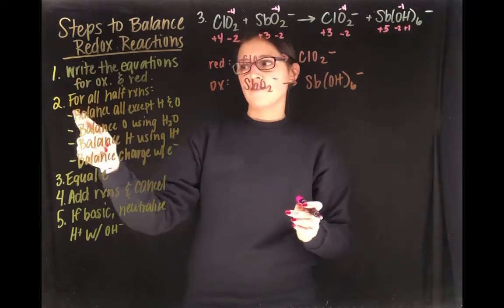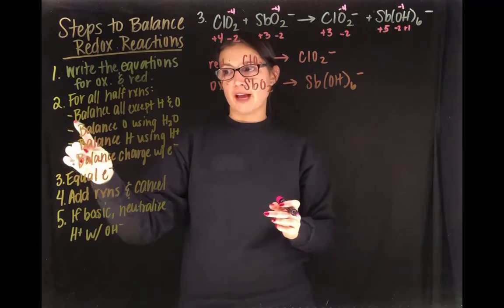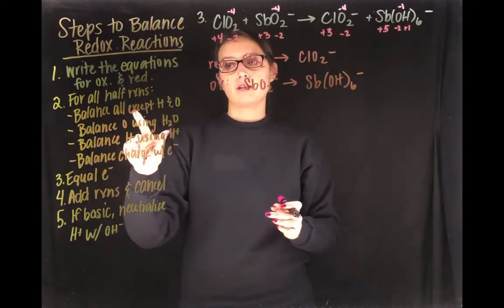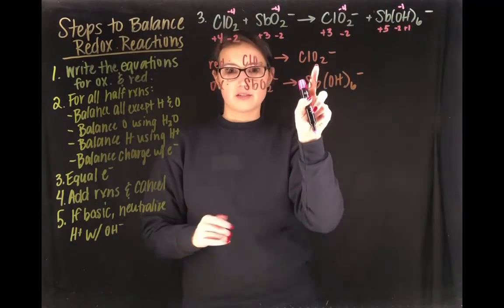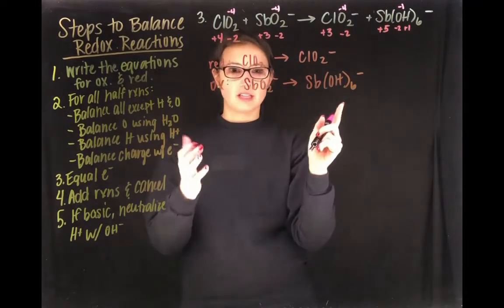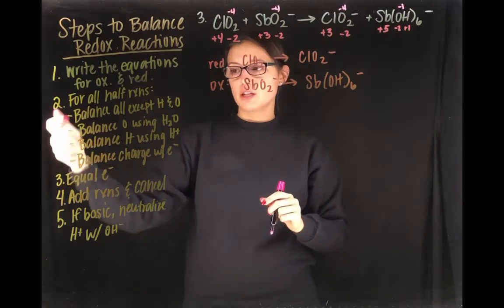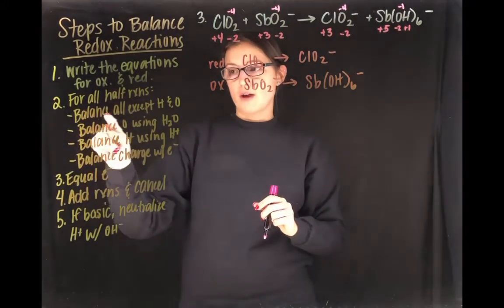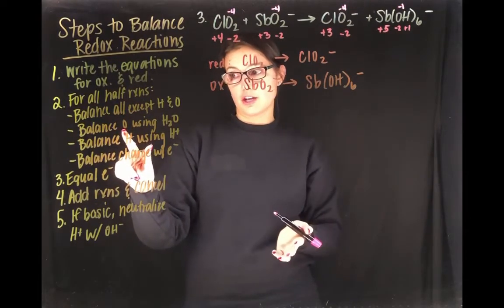So we have our reduction half reaction and our oxidation half reaction. Once we have the half reactions, we can go through each of the individual steps for each half reaction. To start, we want to balance everything except for hydrogen and oxygen. So 1 chlorine, 1 chlorine, that's fine. 1 antimony, 1 antimony, that's fine. Then we want to balance oxygen. We have to go in this order.